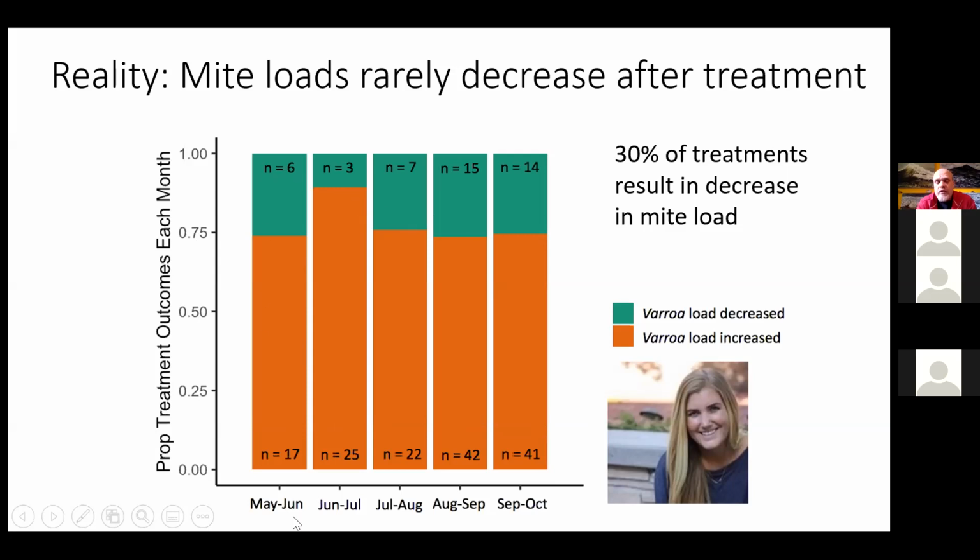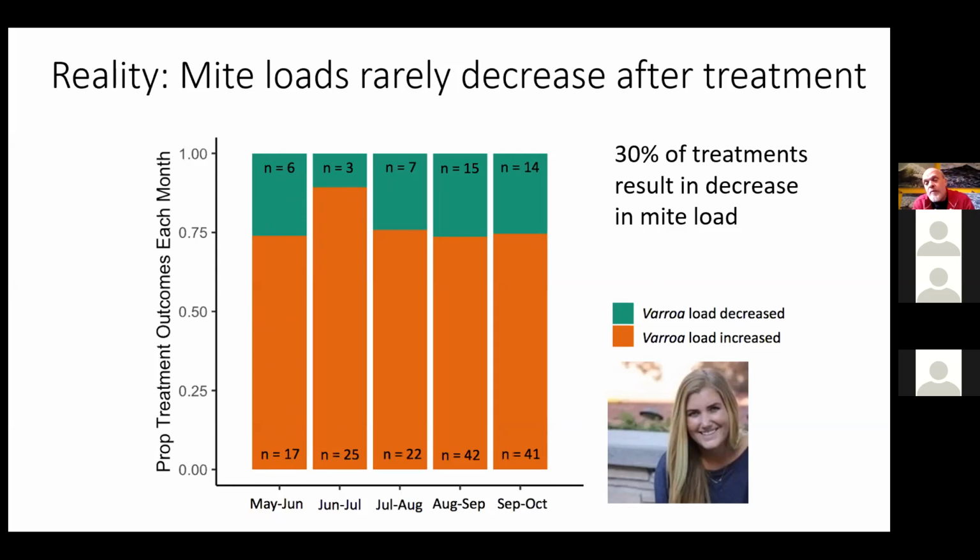You can see here, there are 6 of this group, 21 here. 6 treated in May and June. Oh, sorry, let me say that again. You can see these different months. These are people who treated. However, only for those in the green did the treatment actually reduce mite levels the following month.